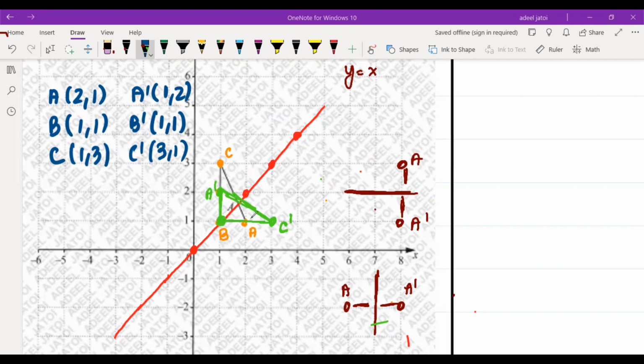Now, considering the same diagram, let's work it down like this. If the diagram is given to us, and the diagram is like this.